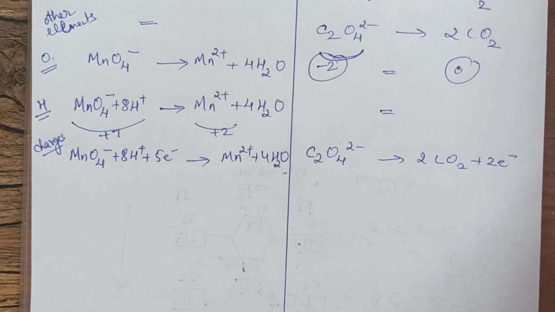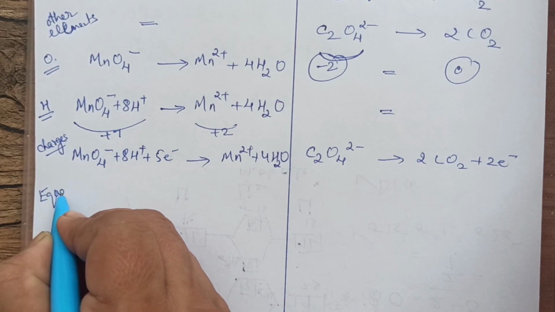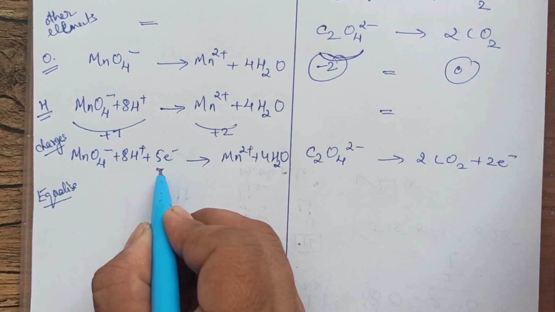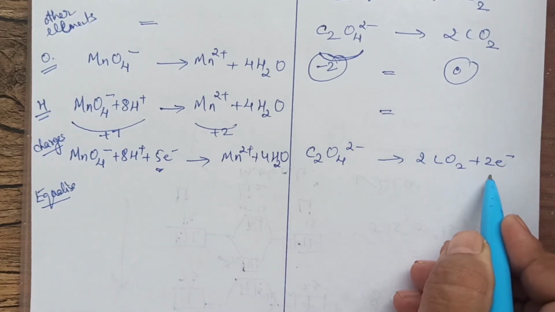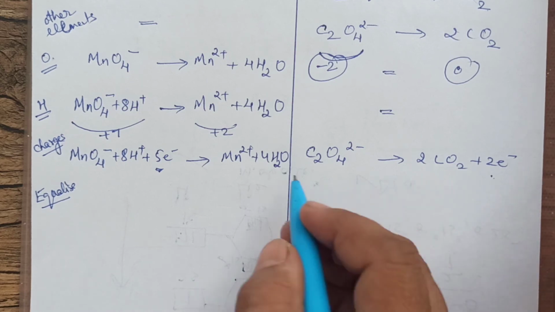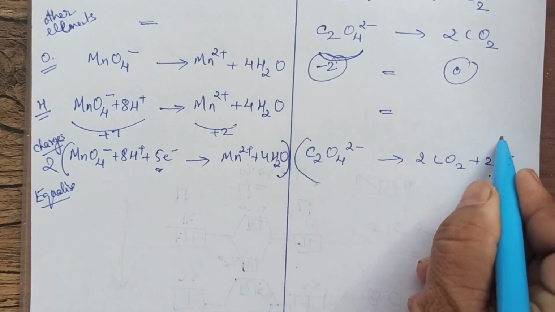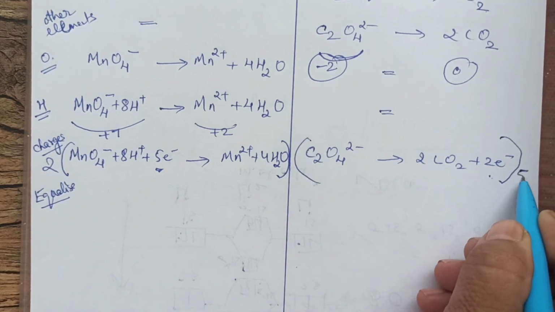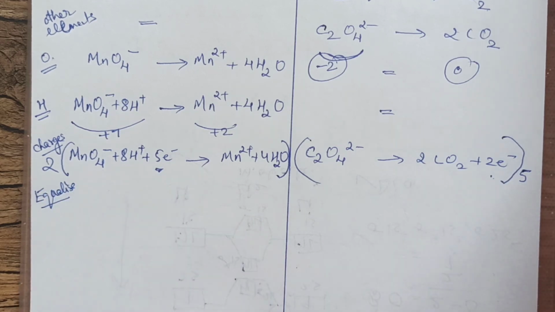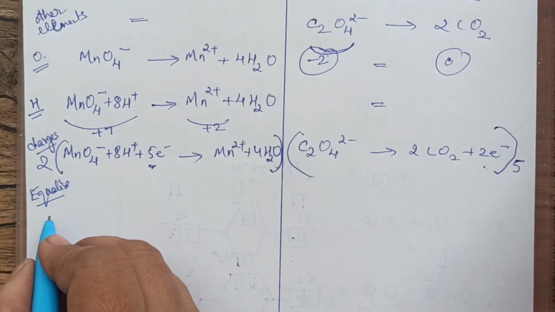Right? So now I will have to make the electrons equal. I have to equalize the electrons. How do I equalize electrons? You check how many electrons were gained? 5. How many electrons were lost? 2. So how do we equate them? How do we make them equal? This equation I can multiply with 2. This equation I can multiply with 5. So if I do that, 5 into 2, 10. 2 into 5, 10.